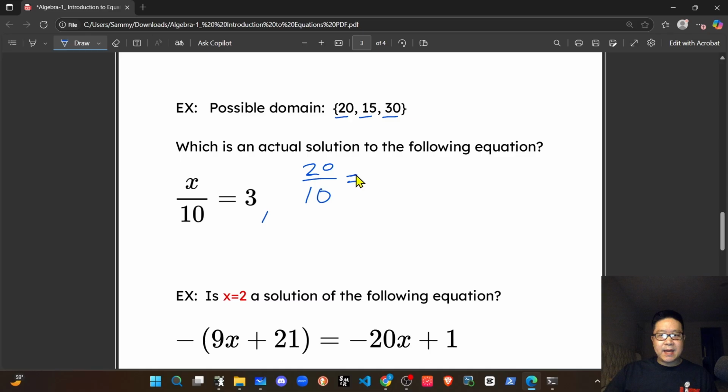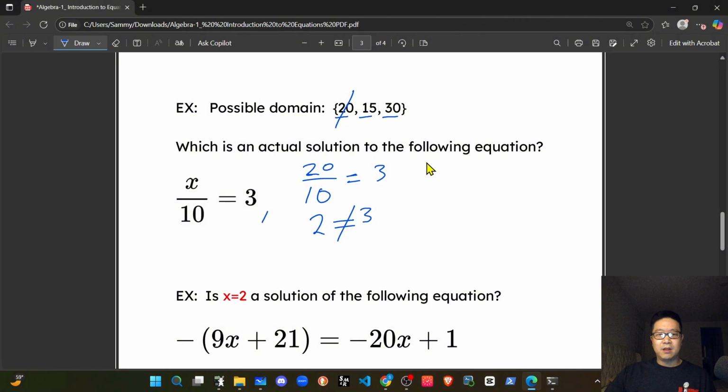okay, so it's saying that it's equal to 3. Now, we just have to figure out, does this equal 3? Well, 20 divided by 10, what is that? It's 2. 2 does not equal 3. So 20 is not a solution of this equation. In other words, it is not in the domain of this equation.